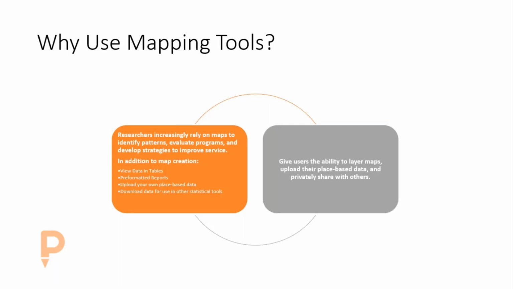So PolicyMap will give you the ability to view this data not only in tables, but in pre-formatted reports. PolicyMap will allow you to upload your own place-based data and download our data for use in other statistical tools. We give you the ability to create 3-layer maps and upload your own place-based data and privately share it with others.